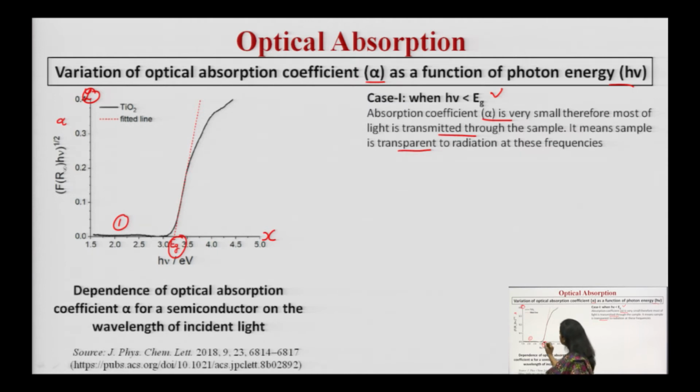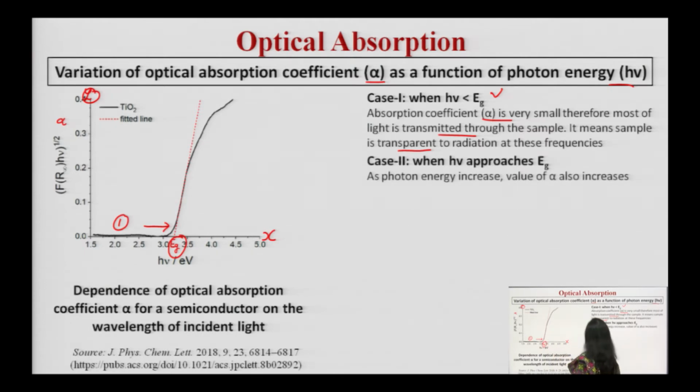Second case, you can observe when it approaches Eg, the photon energy h nu approaches the band gap energy. What will happen in that particular case? Now, photon energy increases and the value of alpha also increases. You can see this particular curve over here. So, when photon energy increases and approaches the band gap energy Eg, the value of alpha also increases.